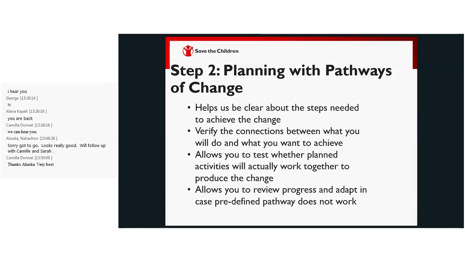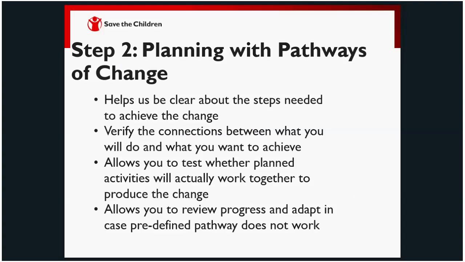It helps us to be clear about the steps needed to achieve the change. It helps us to verify the connections between what you will do and what you want to achieve. It also allows you to test whether the planned activities actually work to produce the change. So you've done a list of activities, but are they actually helping you move forward in your program, or do you need to adapt your program? In the end, it also allows you to review progress and adapt in case your predefined pathway does not work. So it takes complexity into account.